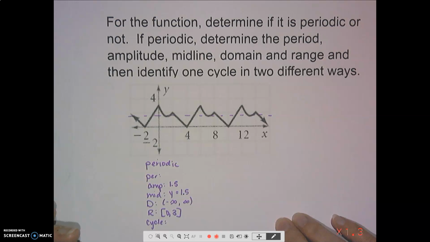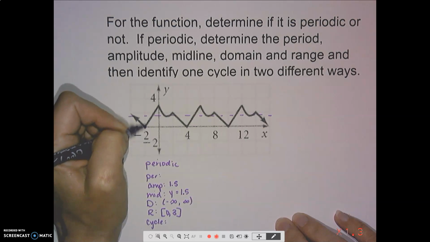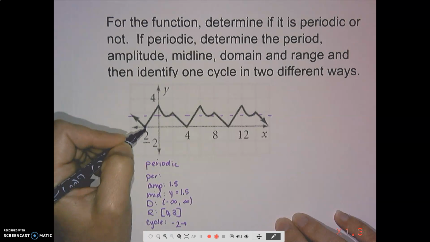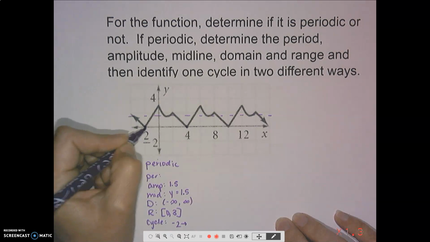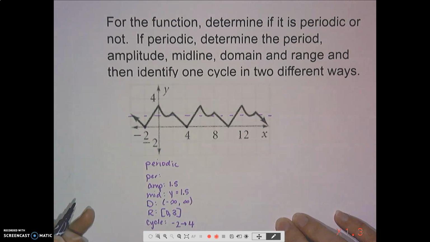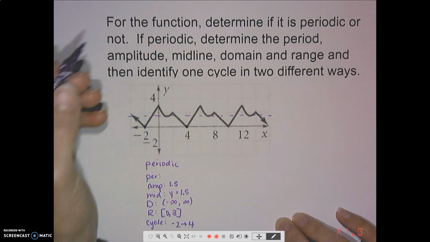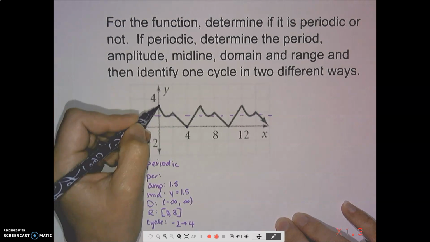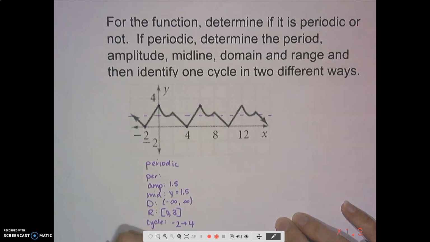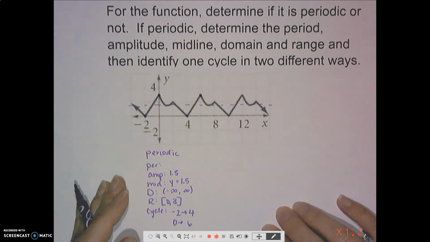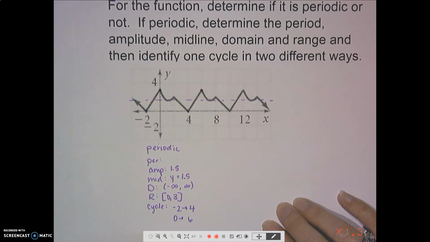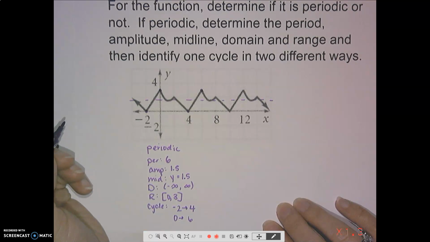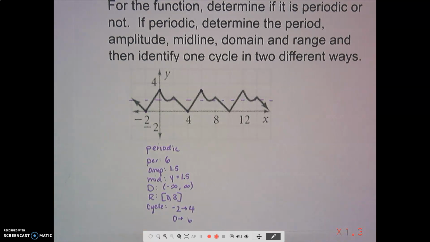For the cycle, we're going to figure out what we can copy and paste over and over again. So I'm going to start here at -2. And I would follow this until I get to that same level again, which would be at 4. So that's one cycle. I could also start at the top of the highest peak here. So that would be 0, following over to that top of the highest peak again would be 6. And the way that you kind of check yourself here, -2 to 4 and 0 to 6 are the same distance, meaning our period is 6. So if you figure out that one has a period of 7 and the other one has a period of 5, that doesn't work. They have to have the same period if it is a periodic function.